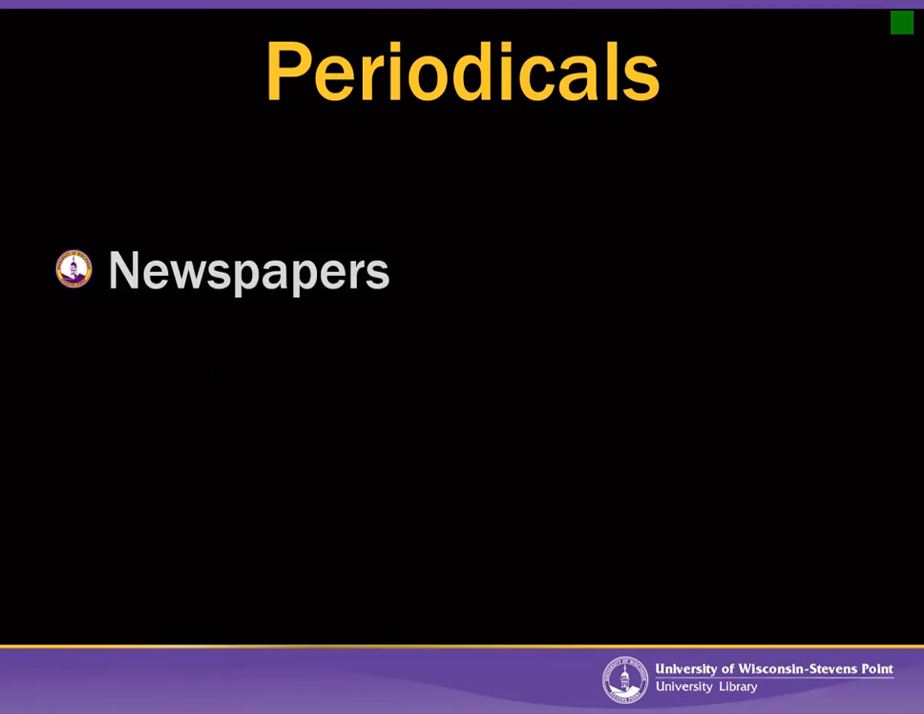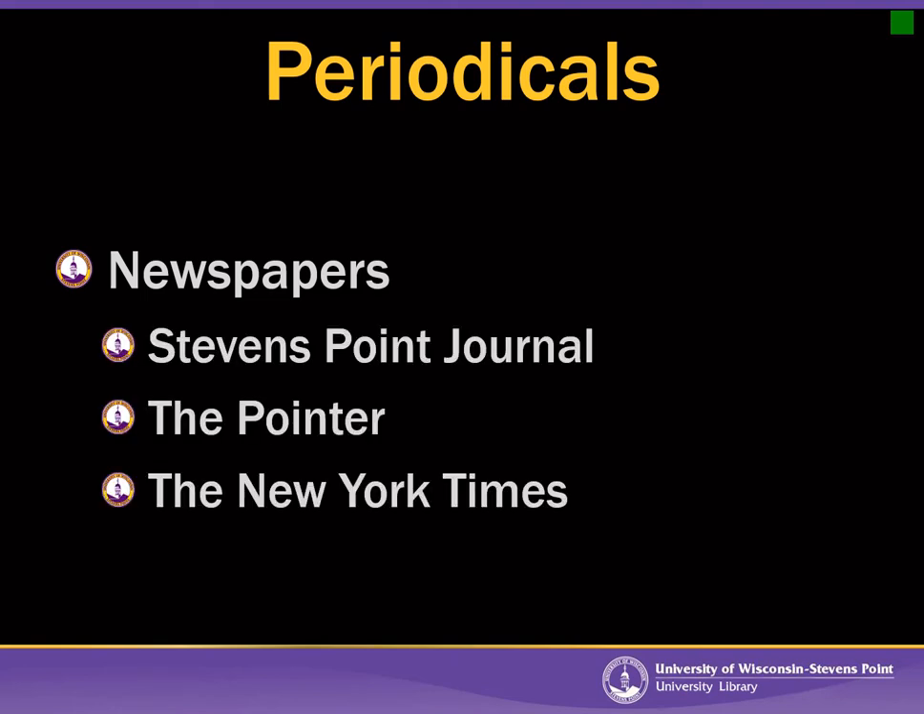So let's take a look at some specific types of periodicals. First, let's look at newspapers. And newspapers usually are published daily, weekly, or instantly online. Now, newspapers are written by journalists, and they're intended for general audiences. So you should only need an 8th grade education to understand a newspaper article. And these are some examples of specific newspapers that you might have heard of.